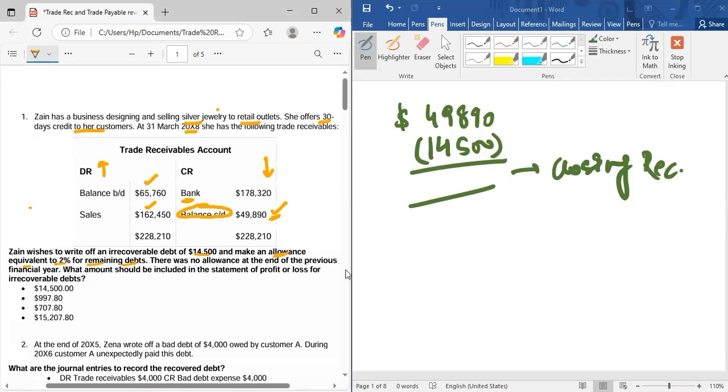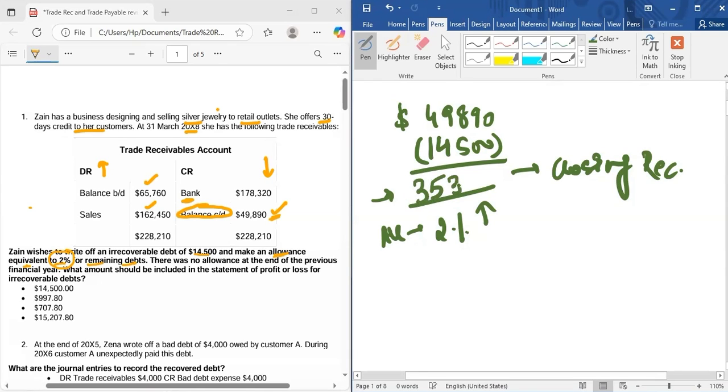Okay, allowance means that I will make a provision that in future it might happen that this much receivables won't pay to me. So they have told me that I have to make allowance of 2% of remaining debt. So whatever amount I will get here, I will make an allowance of 2% of this amount, right? So let me calculate this amount. So when I'll deduct, 49,890 less 14,500, I'll get an amount of 35,390.